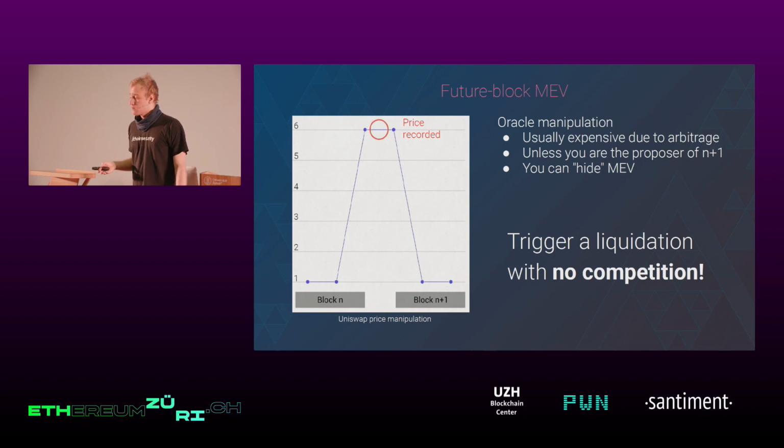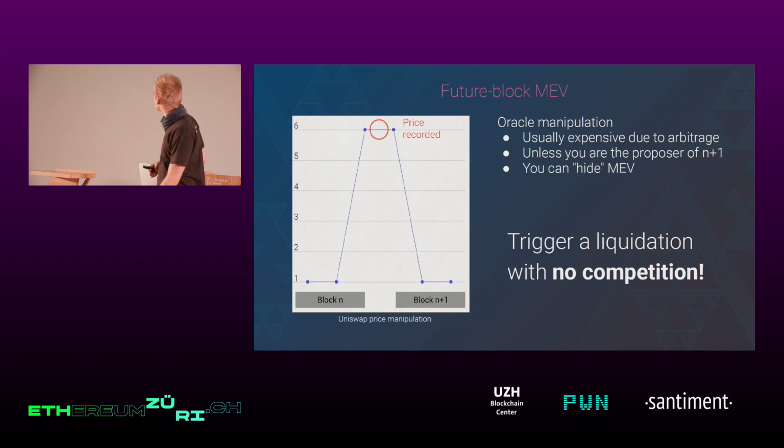Now, if we take into consideration this idea of future block MEV, where we know that in the future we're going to be proposing a block, we can do this exact same attack, right? But we're going to do it such that we manipulate the price in the block where the next one is going to be our own block, right? So the block n+1 here in the graphic is going to be the one that we know we're going to be proposing. And that means we're going to be able to order the transactions in that block in any way we want.